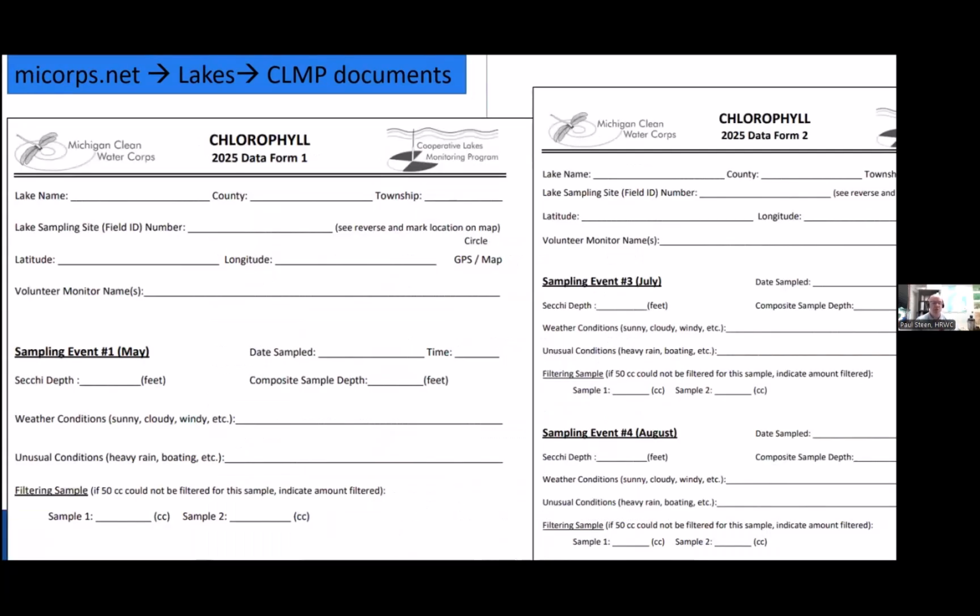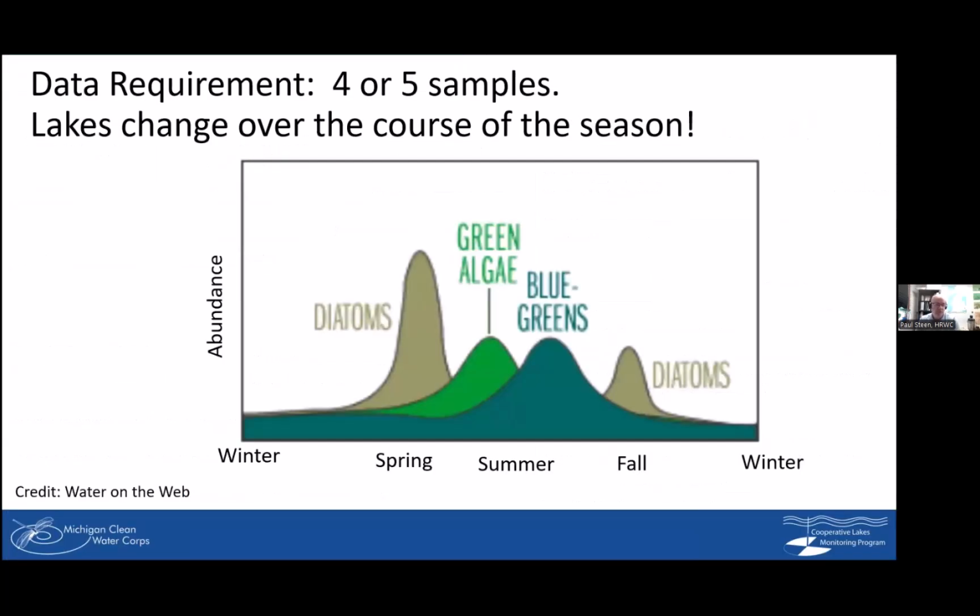But because we have 2 turn-in points, that means we need 2 data forms. So that's why when you get your packet of stuff, you'll see 2 data forms. Data form 1 is what you fill out for May and June, and data form 2 is what you fill out for July, August, and then the sample 5. It's very important that you collect at least 4 of those 5 samples. 5 obviously is optimal, but we need you to get at least 4.